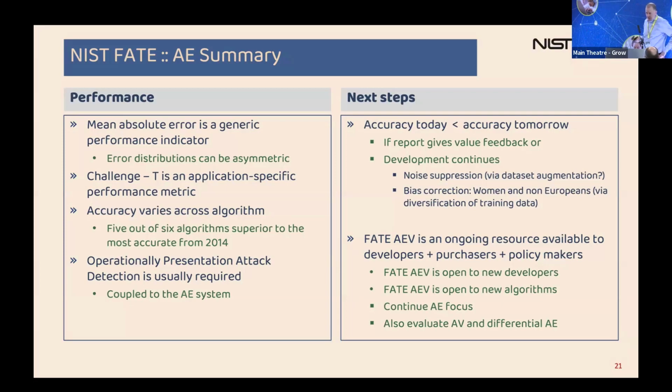Challenge T is more interesting. We put a lot of effort into documenting that in the report, and T is 25 is one number that we focus on. Accuracy varies across algorithms, not surprising.